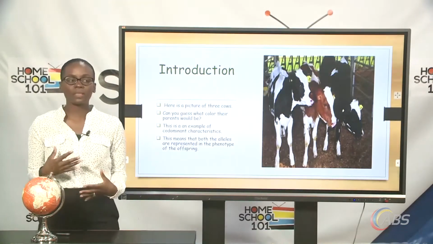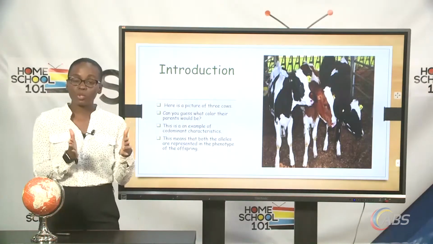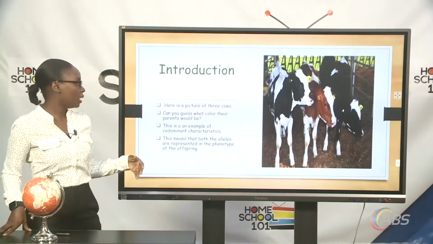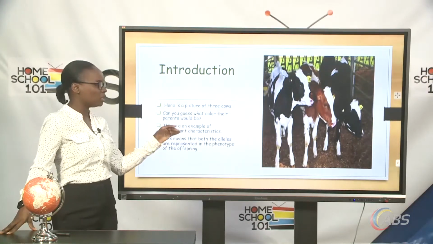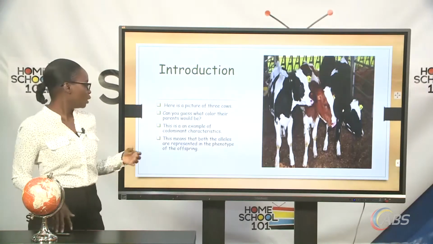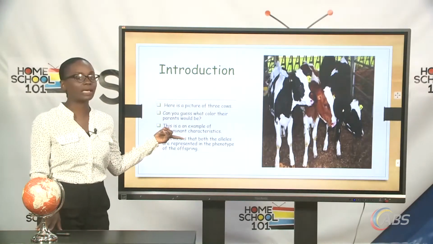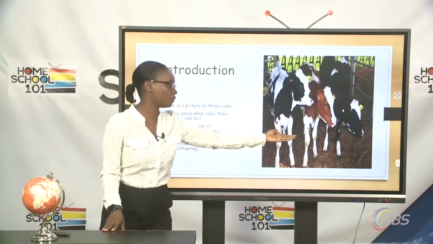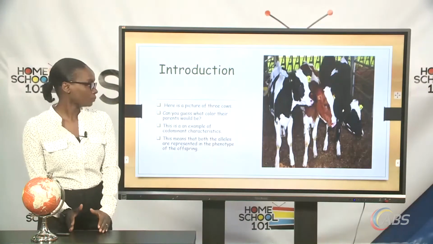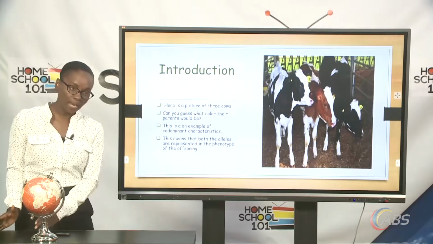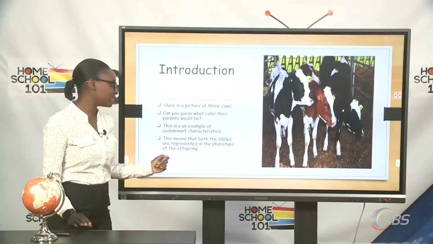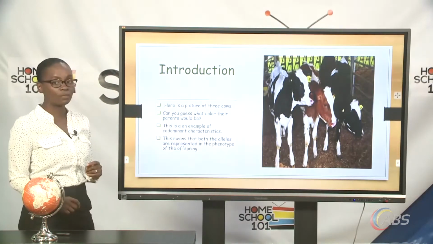Now, these are traits that we see where there is no dominant recessive. Last class, we looked at dominant and recessive. However, there are inheritances where none of the alleles are dominant over any other. So we have both of them being represented in the actual phenotype of the offspring, as we can see here. So more than likely, this first cow had a white parent and a black parent. This means that both the alleles are represented in the phenotype of the offspring.